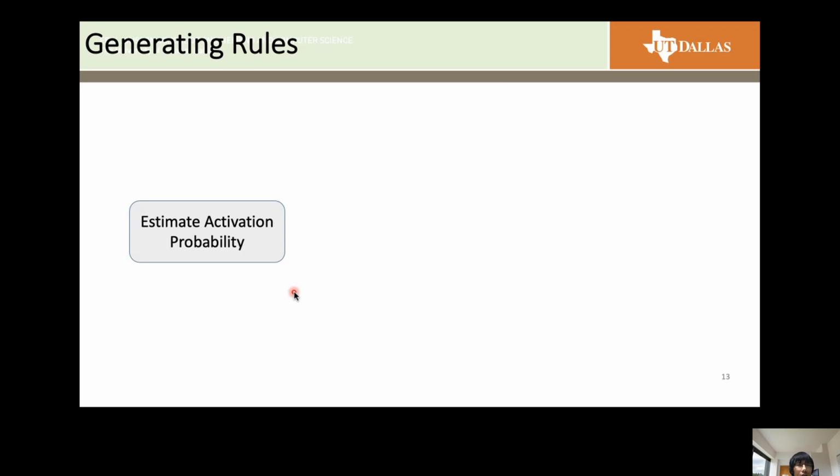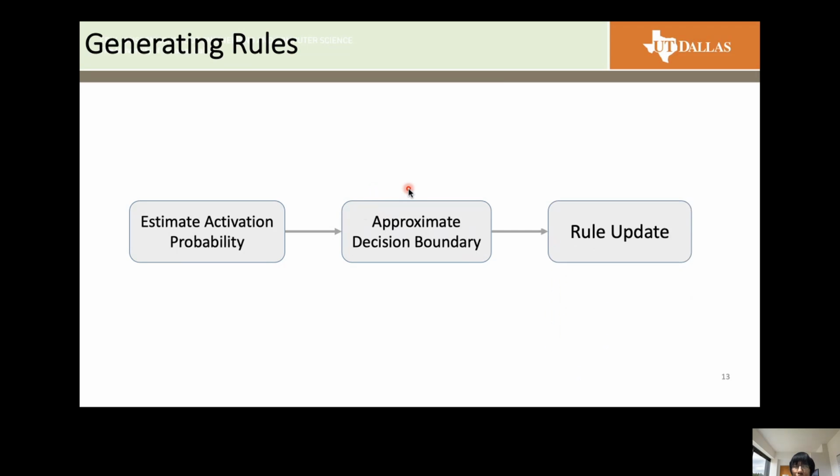Then I will introduce the details of our design. DENAS is an iterative approach which contains 3 main parts. First, DENAS estimates the activation probability based on random sampling. After that, DENAS approximates the decision boundary based on the activation probability. After that, DENAS chooses the feature value and uses the feature value to update the current rule. DENAS iteratively performs the 3 basic steps until the rule satisfies the end conditions.